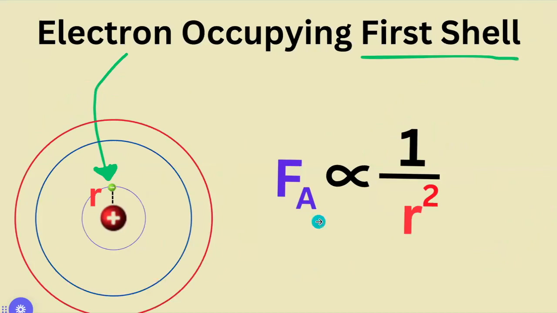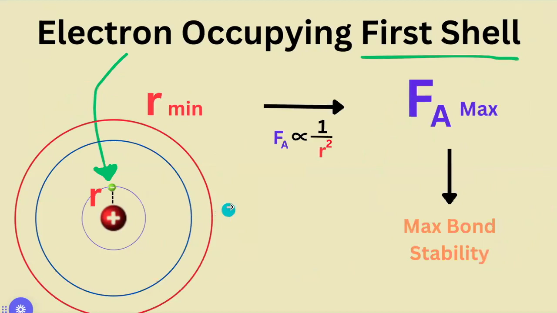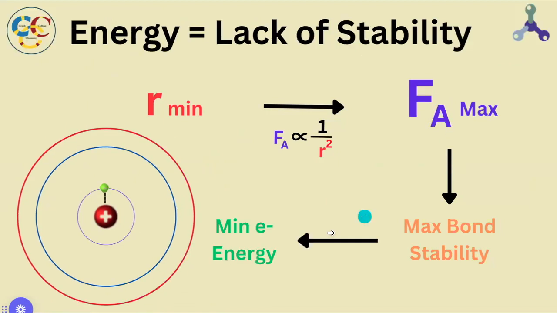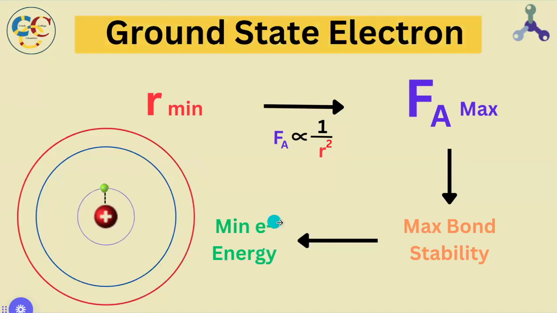So based on this principle, how can we describe an electron occupying the shell closest to the nucleus? Well, by definition, it's got to have the smallest possible radius. So that would mean that our nucleus has the strongest possible grip on the electron, so that electron is as stable as can be. Broadly speaking, energy is defined as lack of stability. So higher stability means lower energy. So with the most stable bond holding the electron to the nucleus, our electron will consequently have the least possible energy within the atom. This is what's called a ground state electron, meaning the electron is as close as possible to the nucleus with the minimum energy possible.